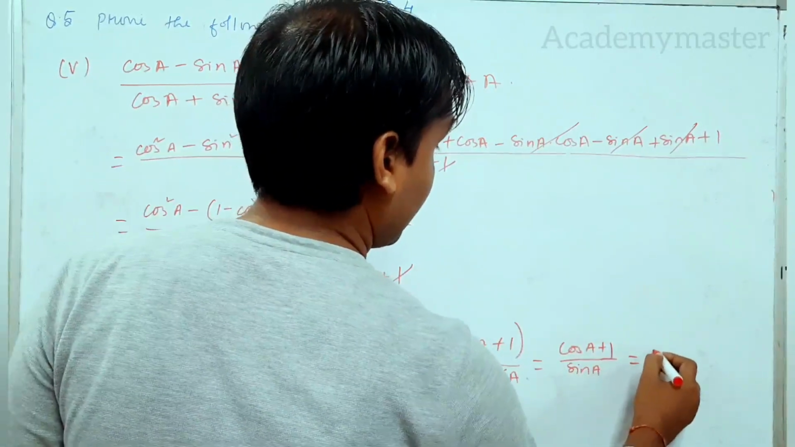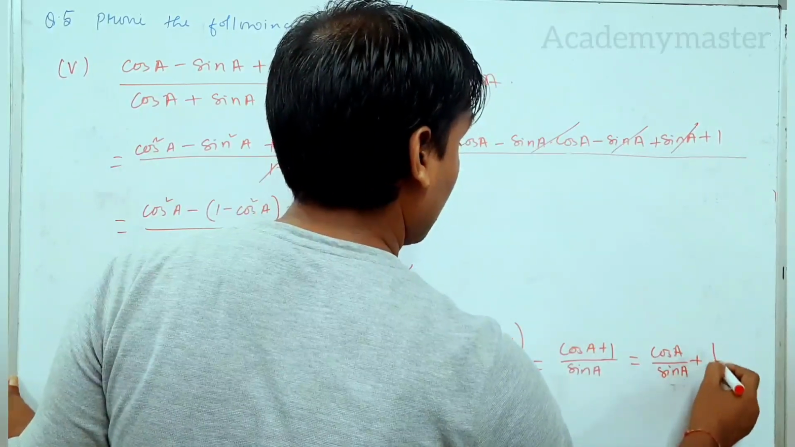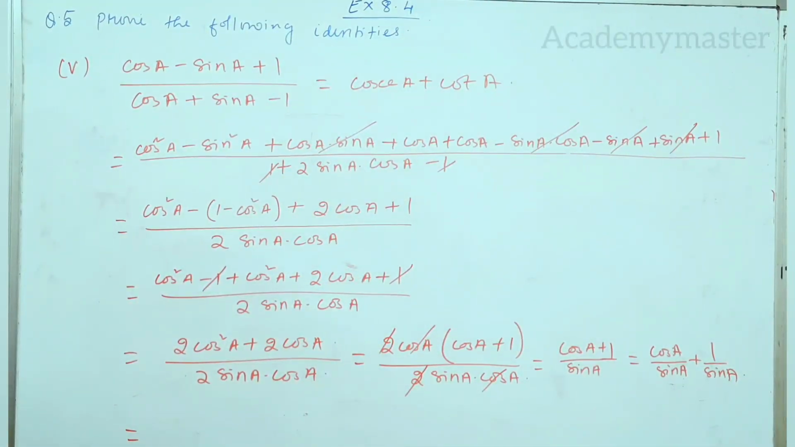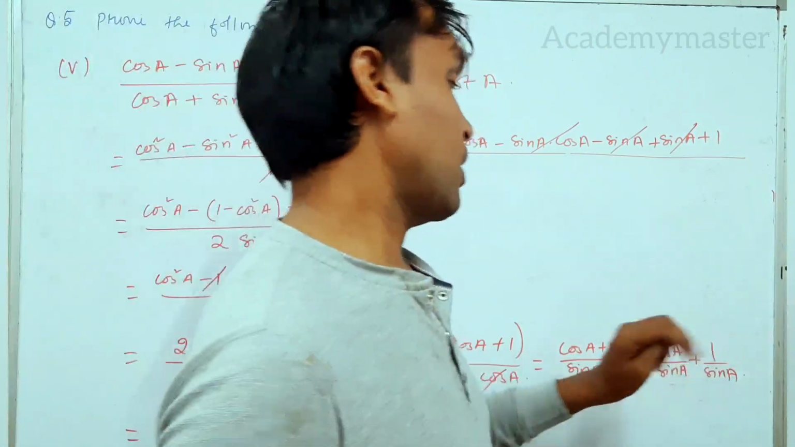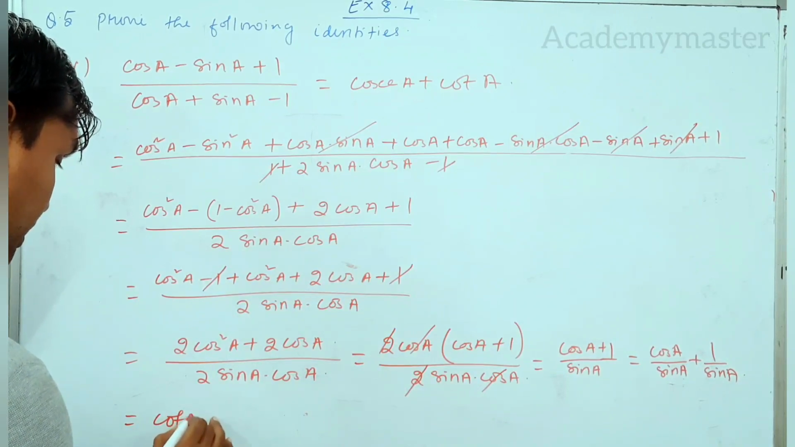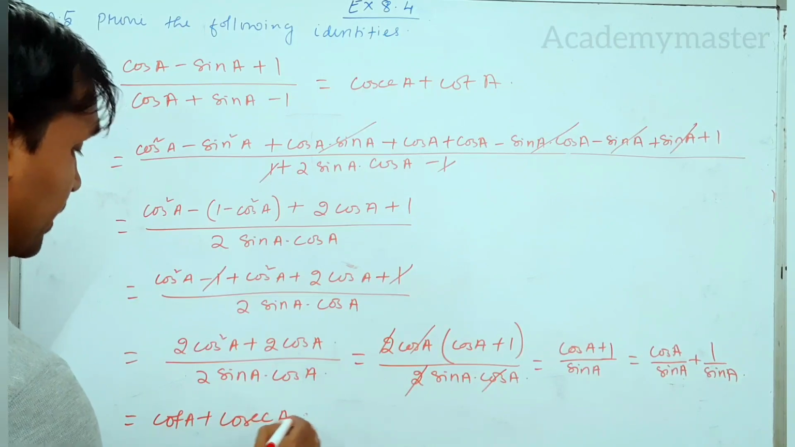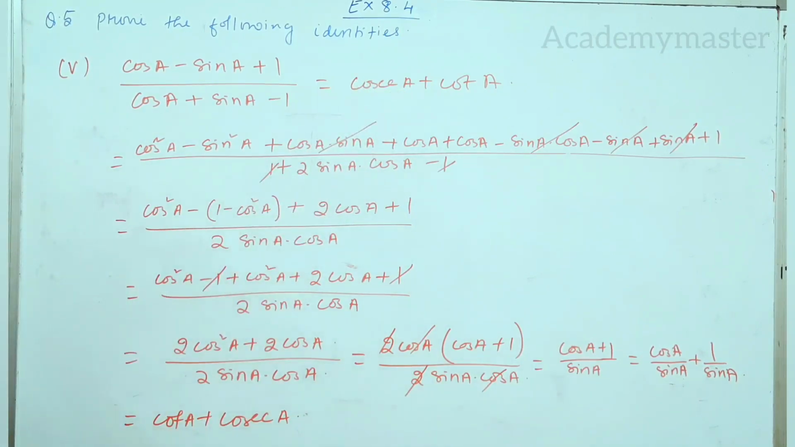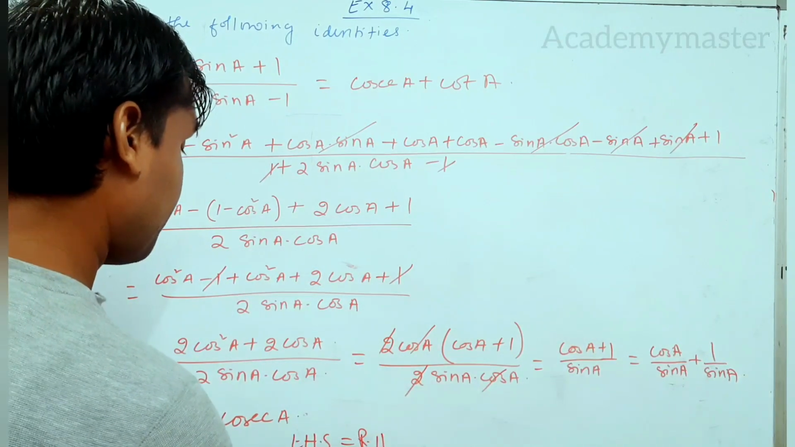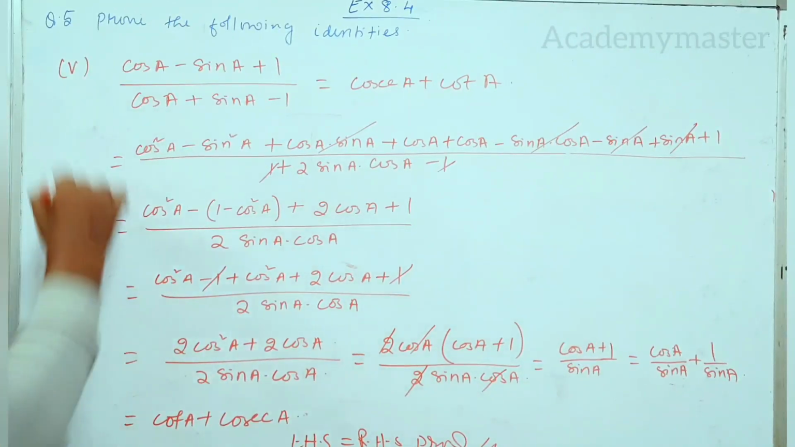plus 1. So we'll separate it. Cos A by sine A plus 1 by sine A. So dear students, as I have already told you, cos A by sine A is what? Cot. So we'll write here cot A plus 1 by sine A is what? Cosec. So cosec A. So this is what they are asking us to prove. So we'll write here LHS equals RHS. Proved. Got it? So this question you can mark with a star.